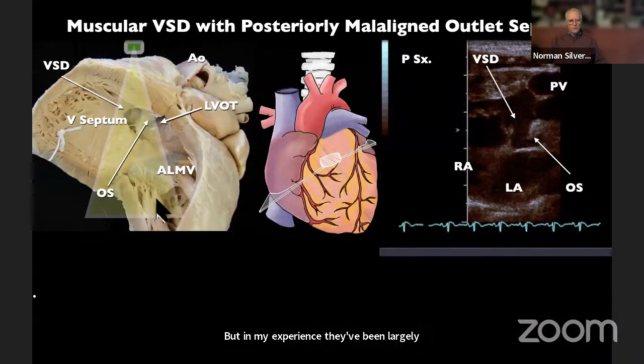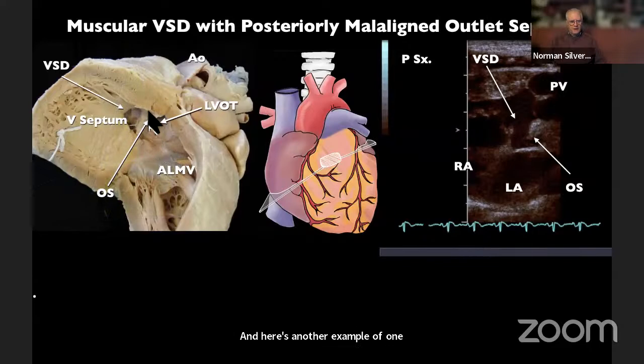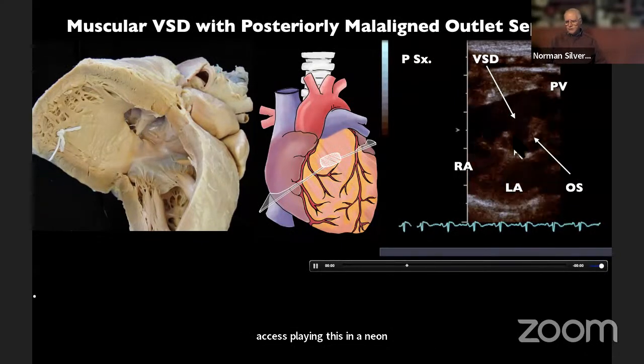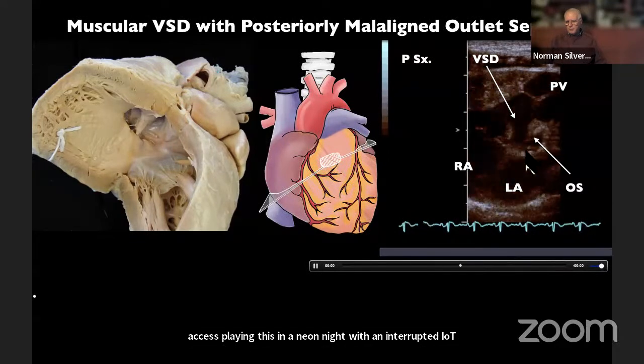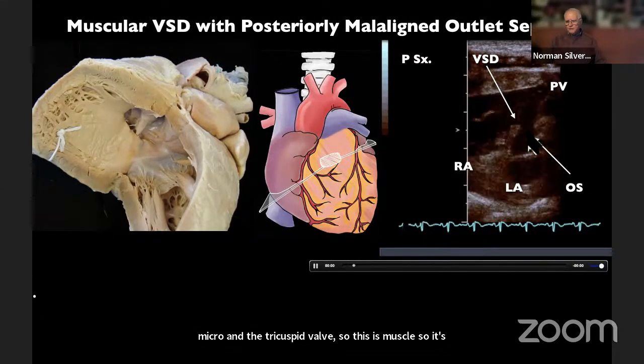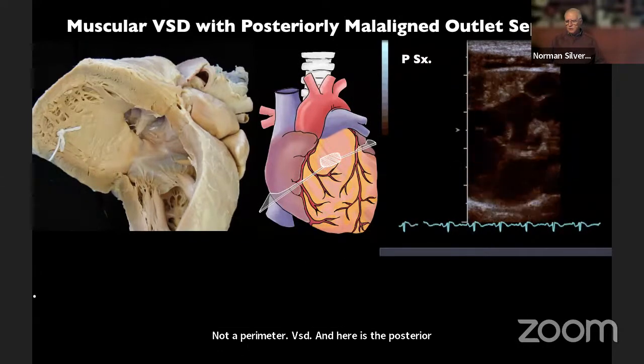And here's another example of one seen from the apex from Diane Spicer's beautiful specimen. And here you see the posteriorly deviated outlet septum narrowing the left ventricular outflow tract and leaving a big ventricular septal defect. And if we cut across this in short axis plane, this in a neonate with an interrupted aortic arch, you can see the muscular block between the mitral and the tricuspid valve. So this is muscle, so it's not a perimembranous VSD. And here is the posterior deviation of the outlet septum in short axis.